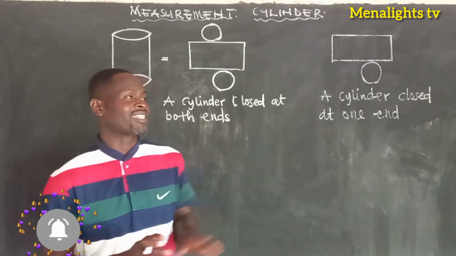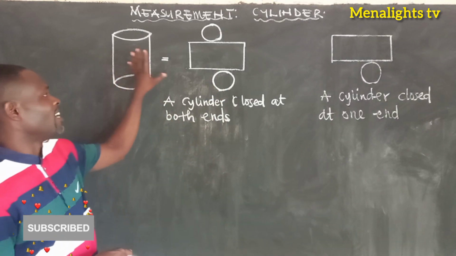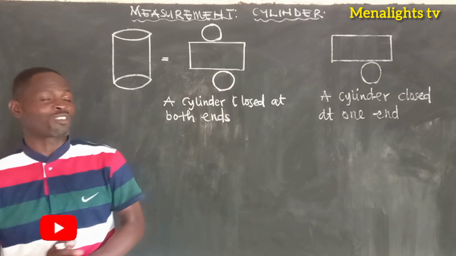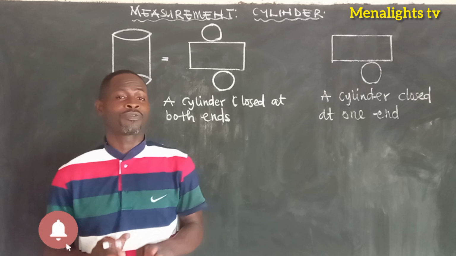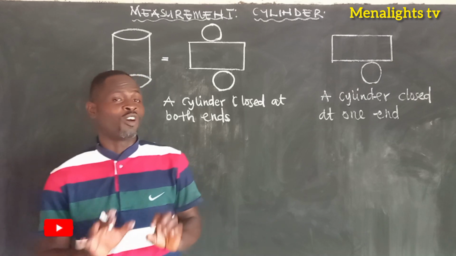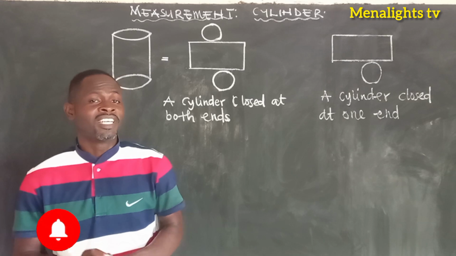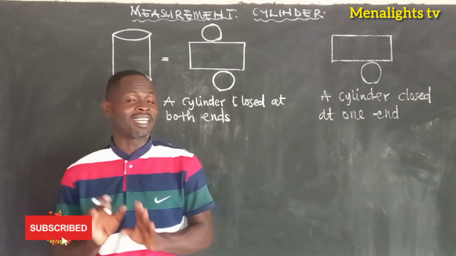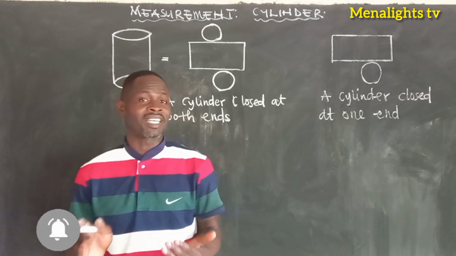This time around we are looking at a cylinder. Now when we talk about a cylinder, this is a cylinder and then we have the net of a cylinder. So this is the net of a cylinder as well. Under this topic, we are going to look at how to find the total surface area of a cylinder when it is closed at both ends. That's the first one. Total surface area of a cylinder when it is closed at one end, the second one, and the third one, the total surface area of a hollow cylinder.